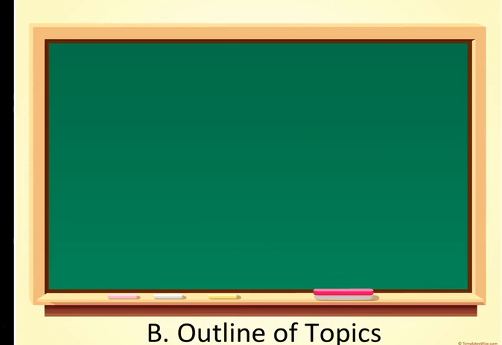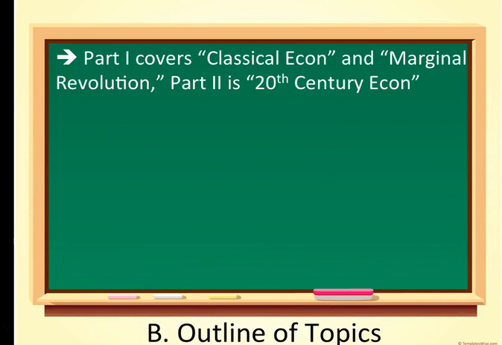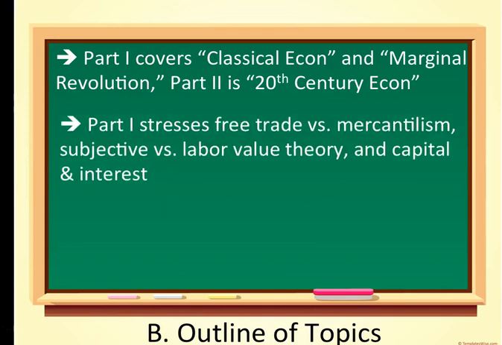Okay, so let's give an outline of the topics that we're going to be covering in this course. And again, it's a two-part course. So the first distinction to make is what's covered in part one and what's covered in part two. Part one, I am giving the subtitle of Classical Economics and the Marginal Revolution, whereas part two, I think we can aptly summarize as 20th Century Economics. And to further elaborate, the topics in part one, now this isn't exhaustive, but these are some of the major themes we're going to hit over and over as we go through these individual topics.